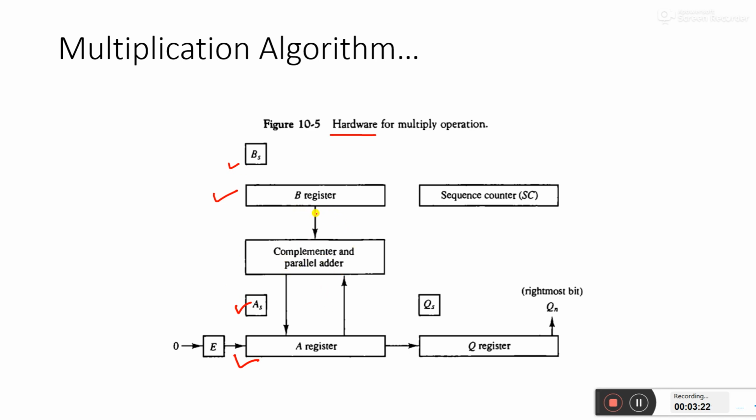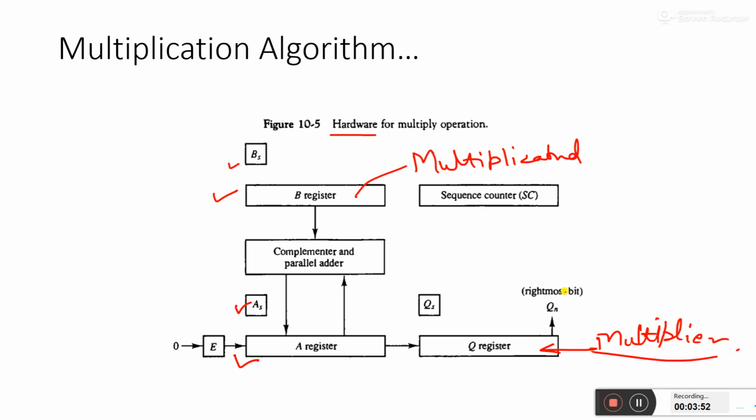So we have two things: one is my multiplicand and another is my multiplier. My multiplicand is stored in this register, and my multiplier must be stored in another register, whose name is Q. So both data are stored in these two registers, and the sign bits of these numbers are stored in BS, AS and QS.